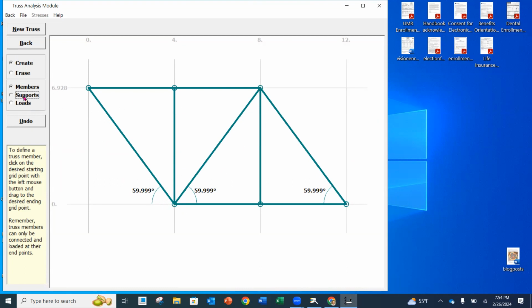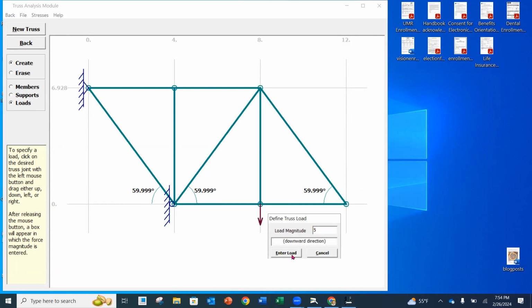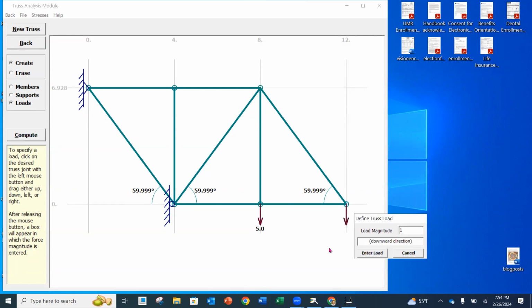So now that I have all my members in place, I'm going to switch to supports, and I'm going to do a roller support in that direction right there. If you add this one, it's going to say it's unstable, but then you have to put it right there. Then I'm going to do the same thing over here, and switch it so it goes to a pin. Then I'm going to add my loads. I had 5 kips going down, and I had 10 kips going down here. Enter load. And I think that's it. So I can hit compute.